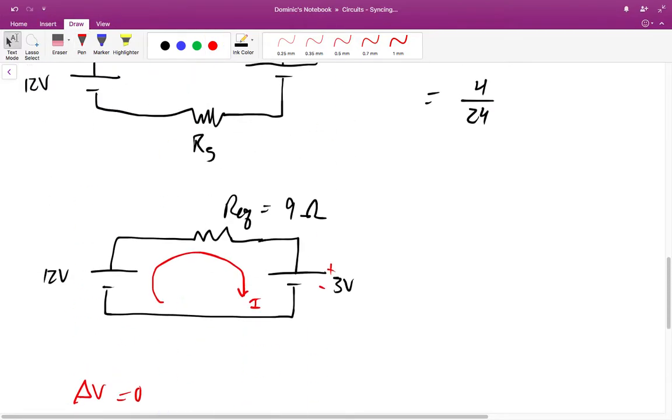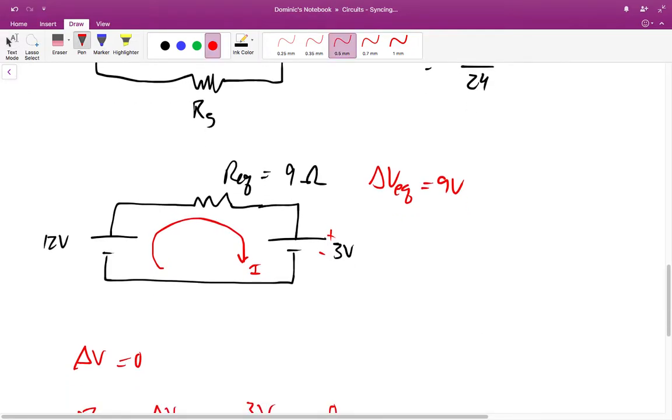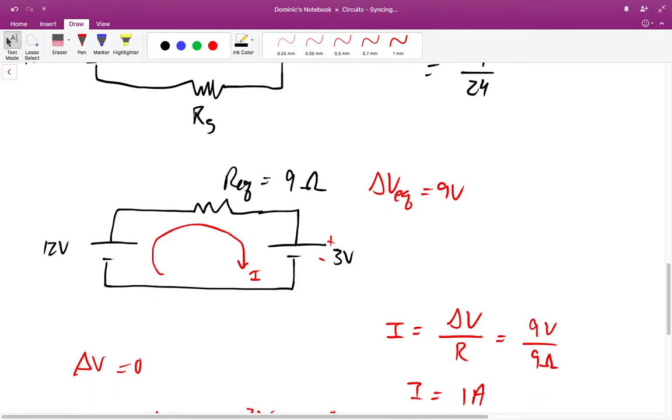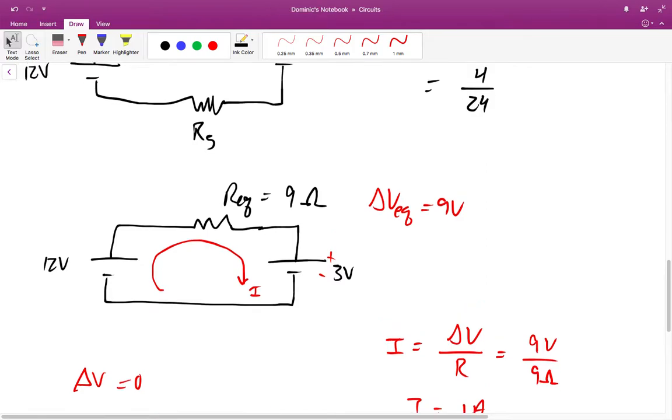Okay, so I know the voltage of my resistor here. So delta V of that equivalent resistor is 9 volts. And now I can easily find the current. So using Ohm's law, I is going to equal delta V over R. And so this is 9 volts over 9 ohms. And so we get I is equal to 1 amp. And like I said, you'll see this in just a minute, this is the same current that goes through resistor 5.